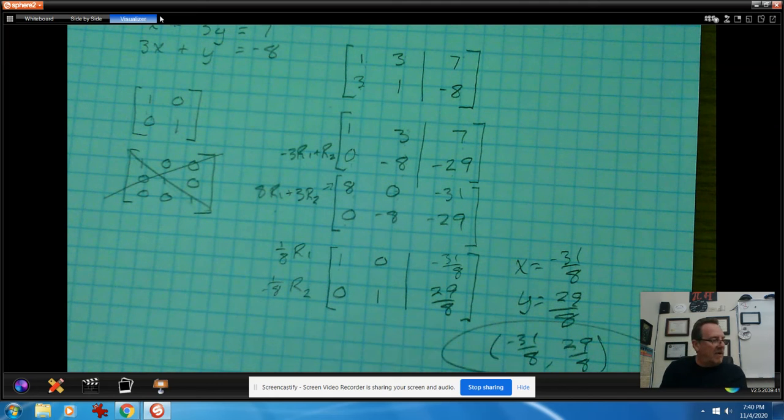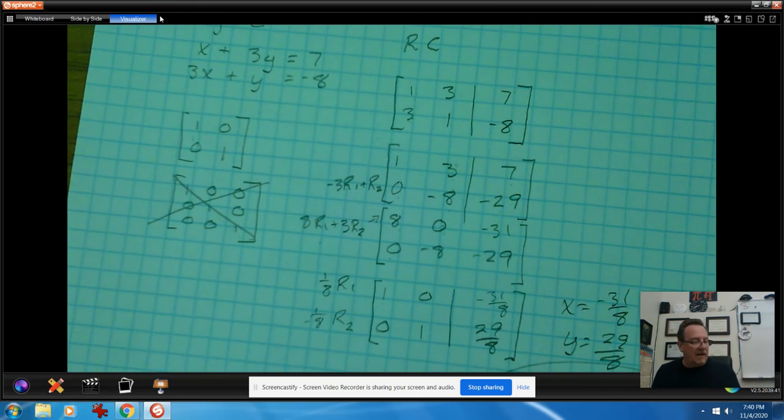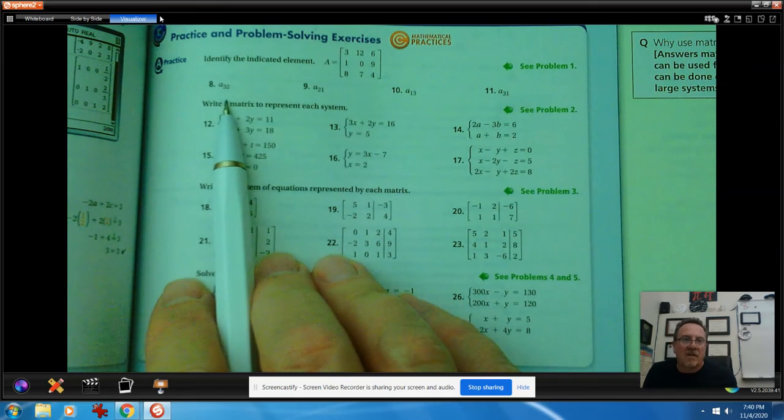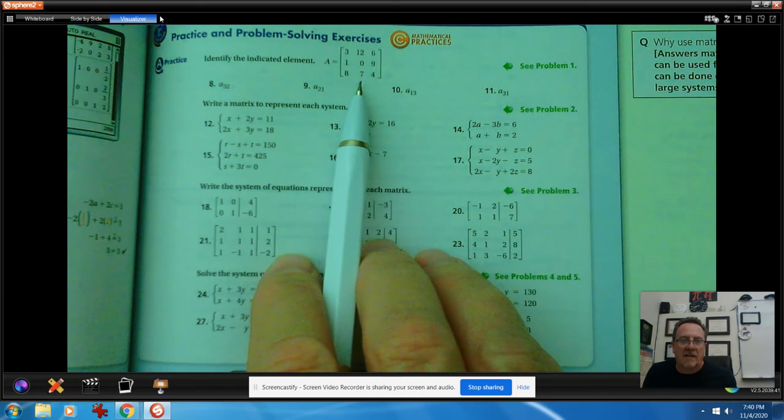If you look at the problems that you're assigned on page 179, the first thing to do is to recognize, and I'll put the book up here so you can see it, I guess. It just says, hey, what's in position A32? Well, look in row 3, column 2, and you see that there's a 7. So the answer for 8 is 7.